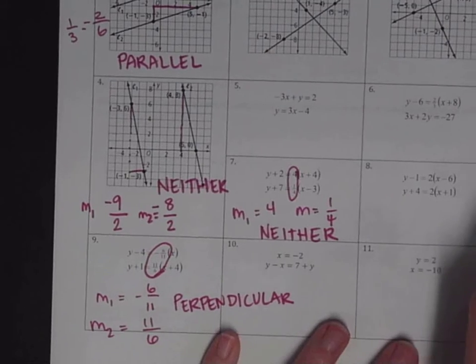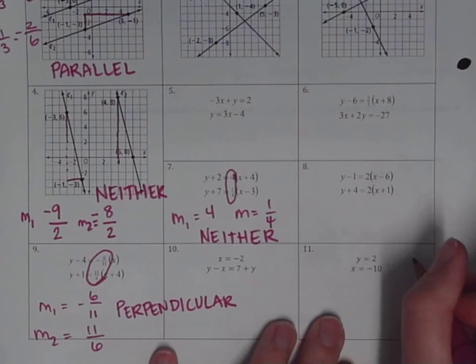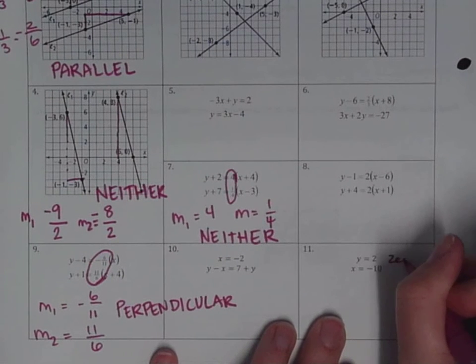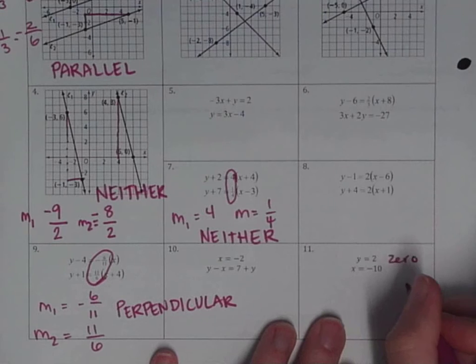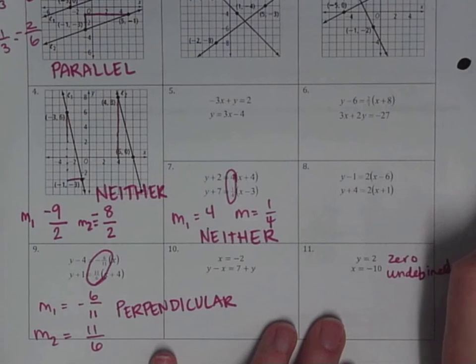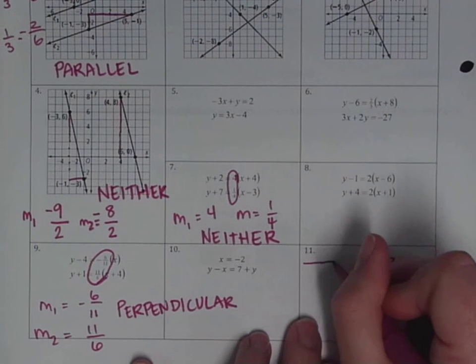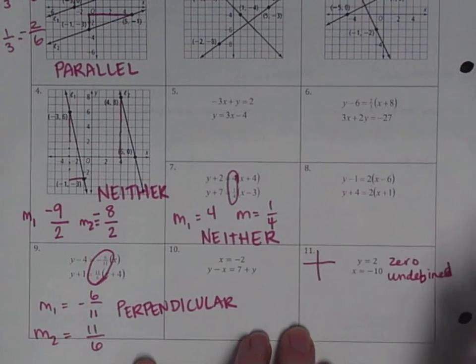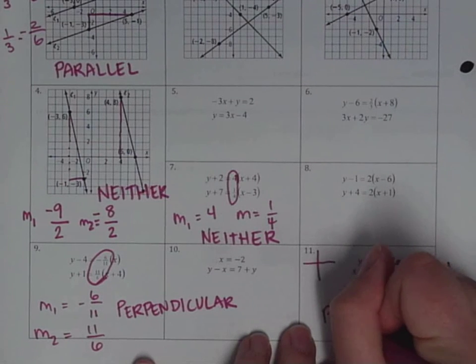Now what about when you have a y equals, you know that's a 0 slope, and an x equals, you know that's undefined. Well, if one is horizontal and one is vertical, then these are also perpendicular.